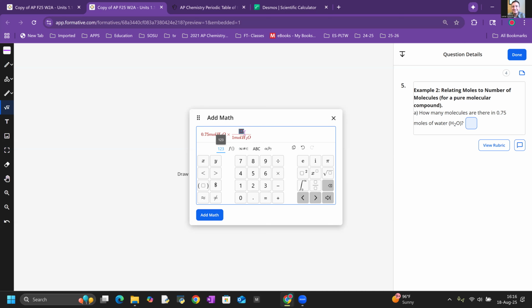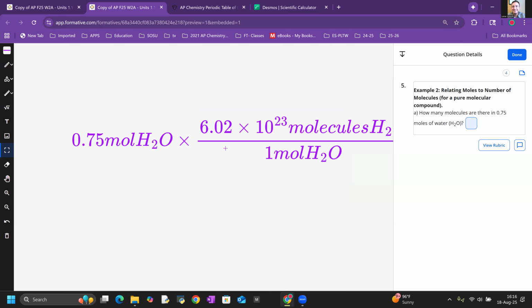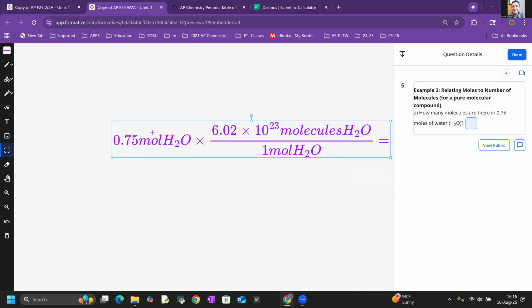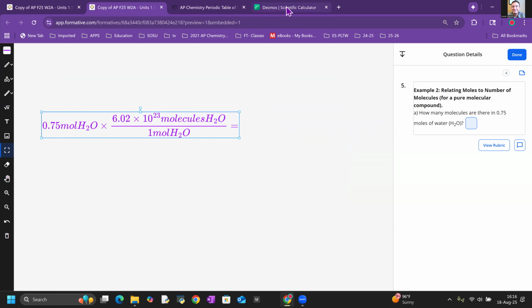And there we go. 1 mole is equal to 6.02 times 10 to the 23rd. And then we're going to say molecules, because that's the representative particle of H2O. And all we have to do is plug that into our handy dandy calculator. We have a lot of that in there already, because we are simply multiplying by Avogadro's number.